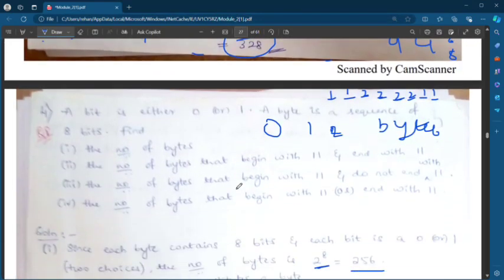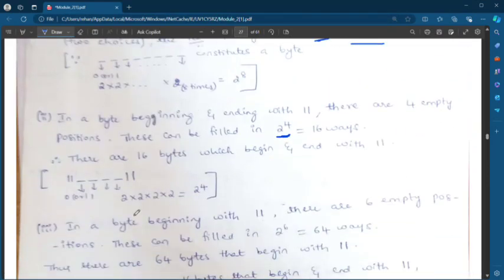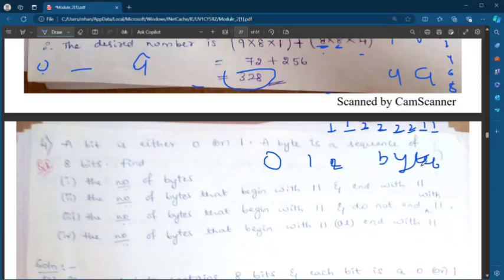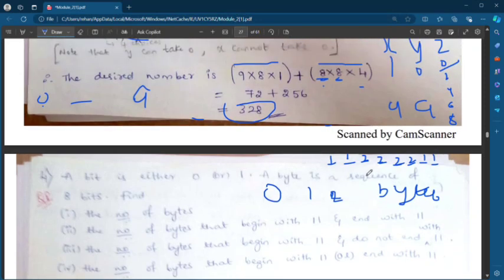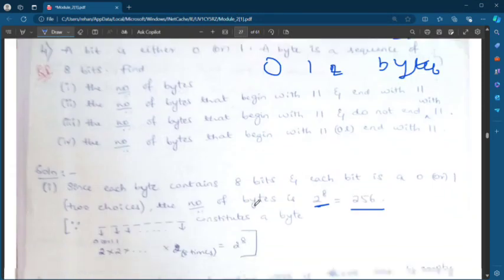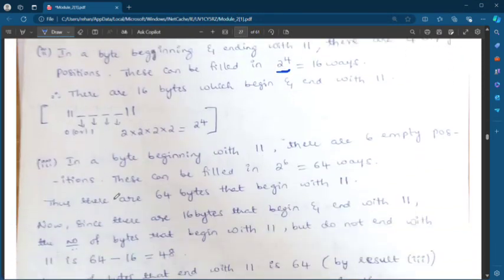Third question, the number of bytes that begin with 11 and do not end with 1 1. Okay, it begins with 11 but does not end with 1 1. So it can begin with 11, but it should not end with 1 1. Now see here, third question. In a byte beginning with 1 1, there are 6 empty positions. These can be filled in 2 power 6 ways, that is 64 ways.